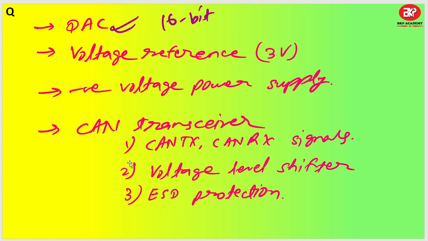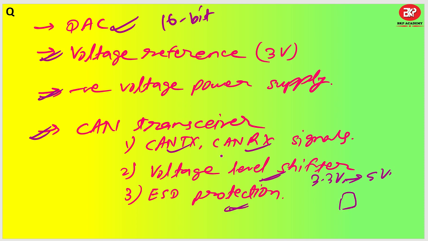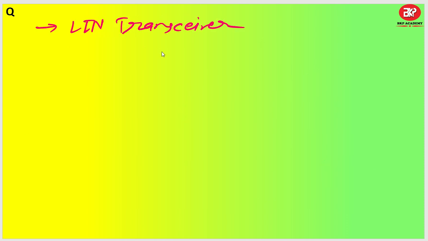Good. So now coming back to the other part. We already saw voltage reference and negative voltage power supply, and then we have the CAN transceiver and LIN transceiver. The CAN transceiver will have signals like CAN TX, CAN RX. Then we have a voltage level shifter requirement: the microcontroller CAN TX RX signal will be giving you 3.3 volt, and the CAN transceiver will require 5 volts. So in that case, we need to have a voltage shifter, and then ESD protection of your CAN low and CAN high. Similar to that, we have a LIN transceiver also.